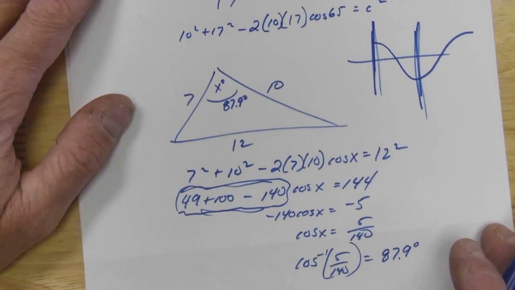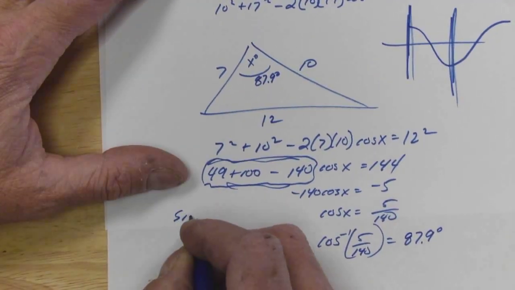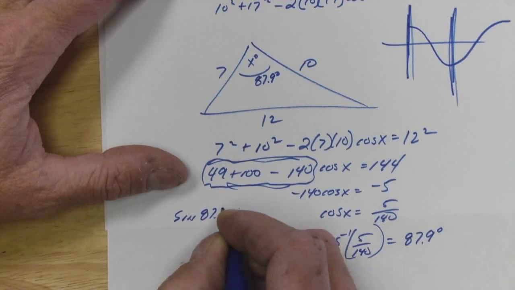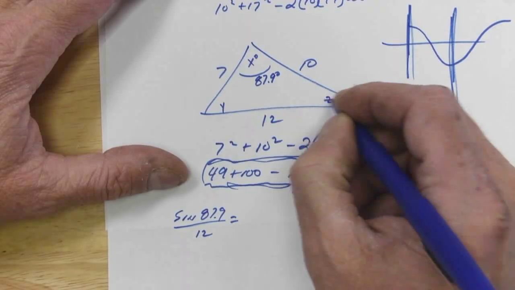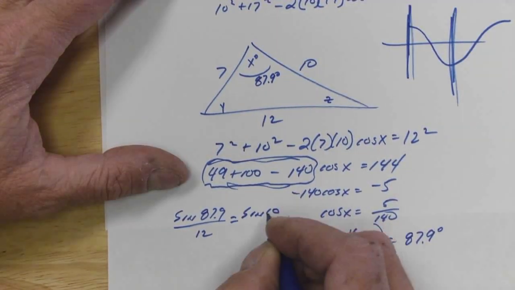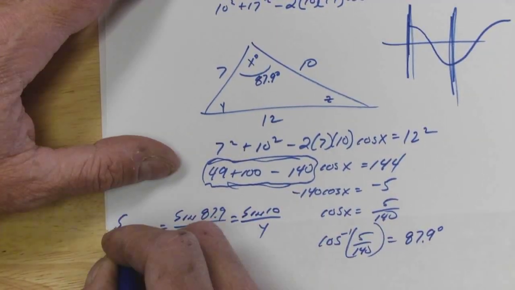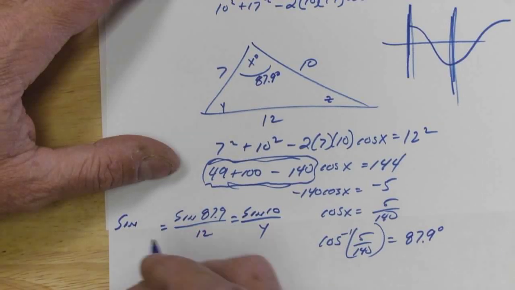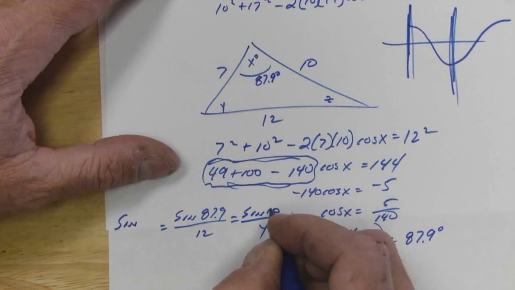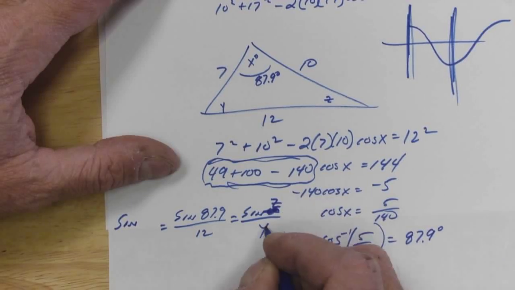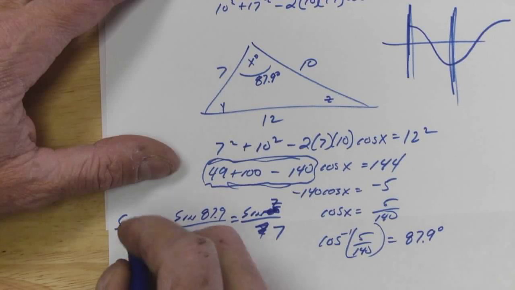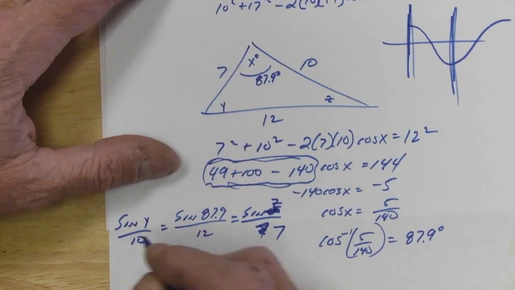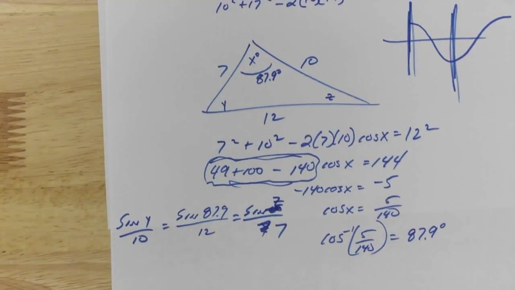So then I could just go ahead and write these. I could say sine of 87.9 over 12 equals, let's go y and z, sine of y over 10 equals sine of z over 7. Sorry, I'm not going to finish this. And then I could just solve for y and z, and I don't have to worry about any obtuse angles anymore.